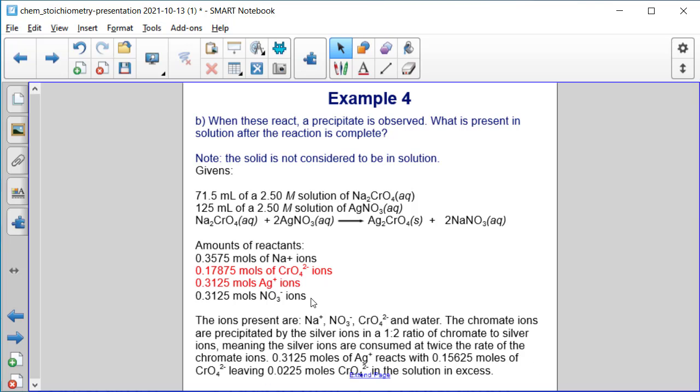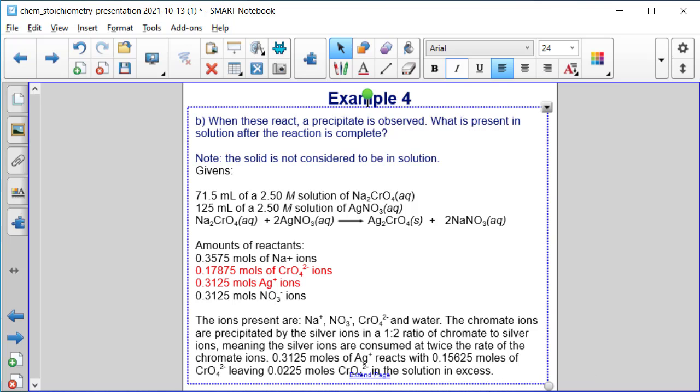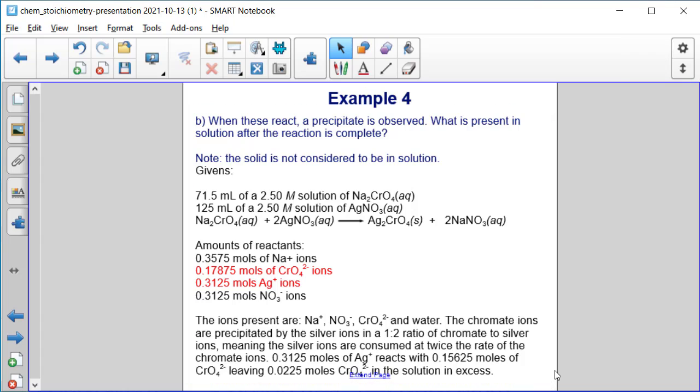0.3125 moles of silver ions will react with half as much, right? It's a 2-to-1 ratio. Half of that is 0.15625 moles of chromate ions. Well, we only have 0.17875. So if we react 0.15625, we're left with 0.0225 moles of chromate in the solution in excess. Okay, so we are left with our spectator ions, our excess chromate ions, and then the liquid water in the solution.